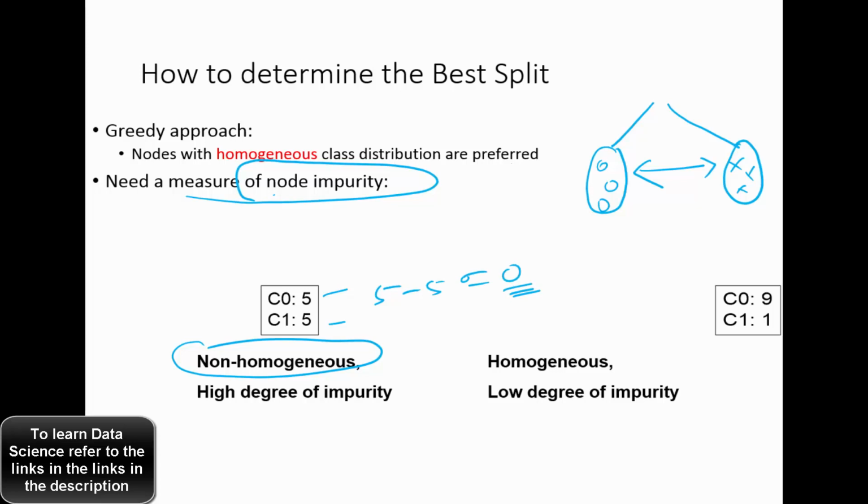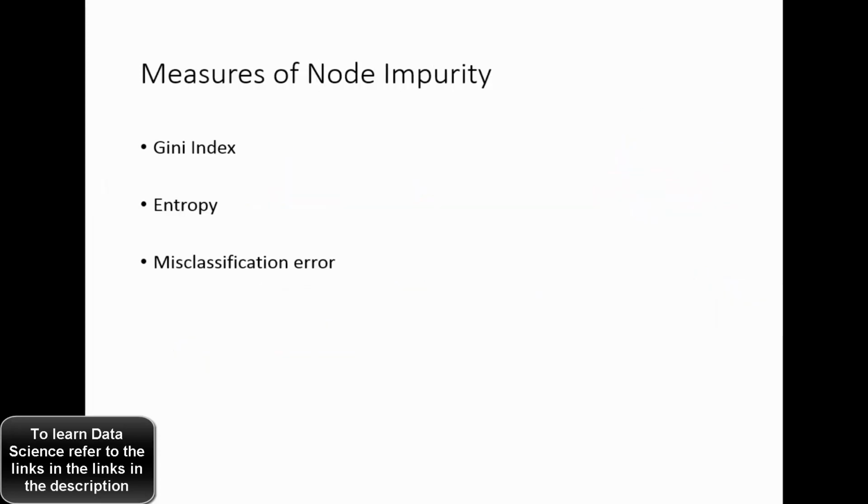Here is a good example. It's a homogeneous one where the number of zeros is 9 and the number of ones is just 1. So the difference is 9 minus 1, which is 8. That's better. That means the difference is nothing but this distance. It has to be more and more.